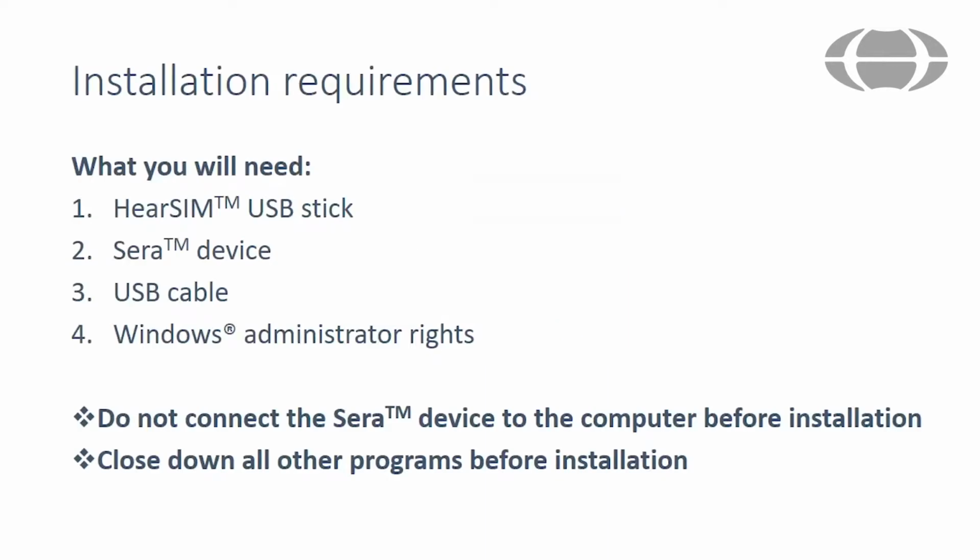Before you begin, you will need the HearSIM USB stick, your Sera device, the provided USB cable, and the person installing the software will need to have Windows administrator rights. It's important that you do not connect the Sera device to the computer before installing the software. It is also recommended to close down all other programs before starting the installation.